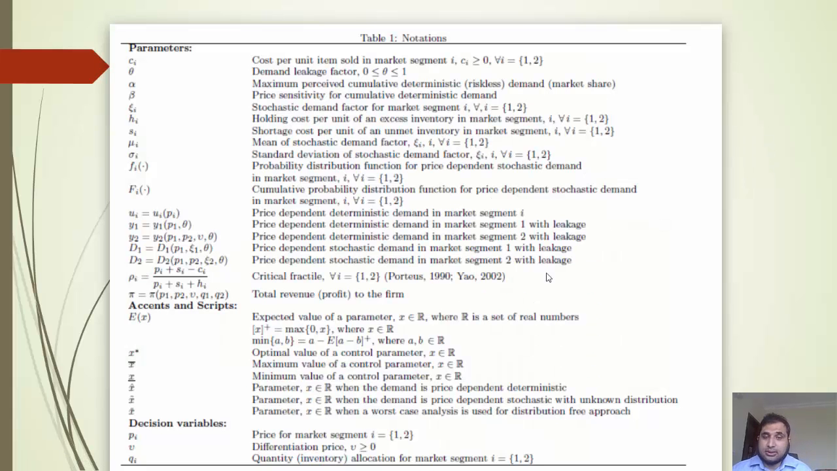Now here are certain notations that we have developed. We have a cost of the product, we have the demand leakage factors, we have the maximum market demand, we have price sensitivity, and we have the holding and shortage costs, and we have certain other auxiliary parameters that we have decided. Then we have the decisions, which are prices, differentiation price, and the quantities.